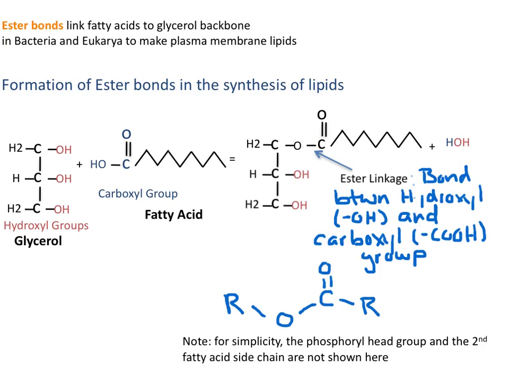Now, recall that our membrane has a head group and two fatty acid tails. So if we were to draw those on here, the head group would be coming off of this carbon. And if we were to draw the other fatty acid chain, it would be right there.